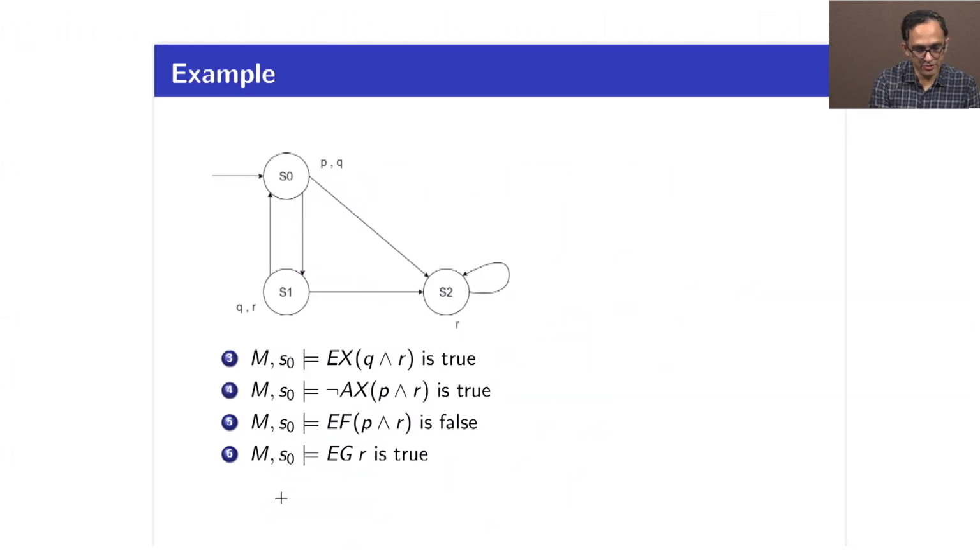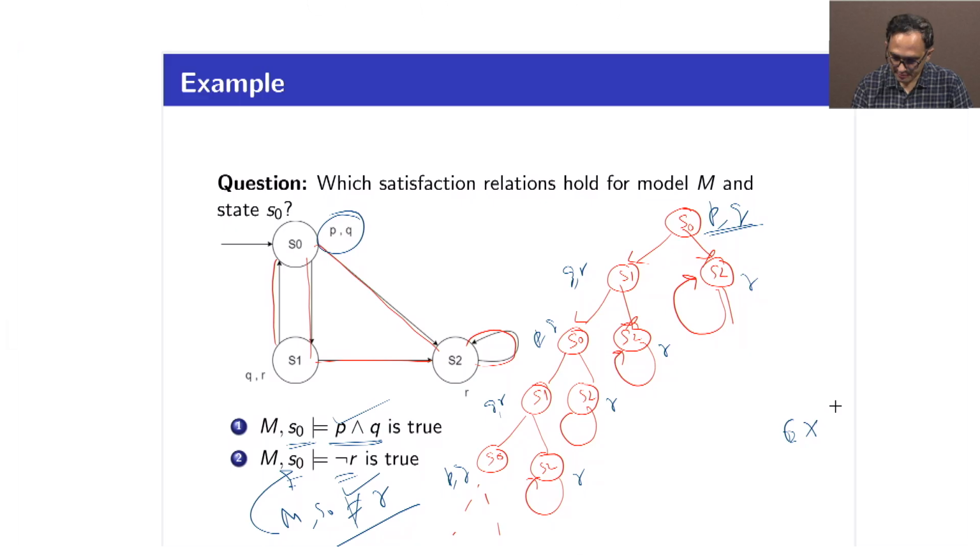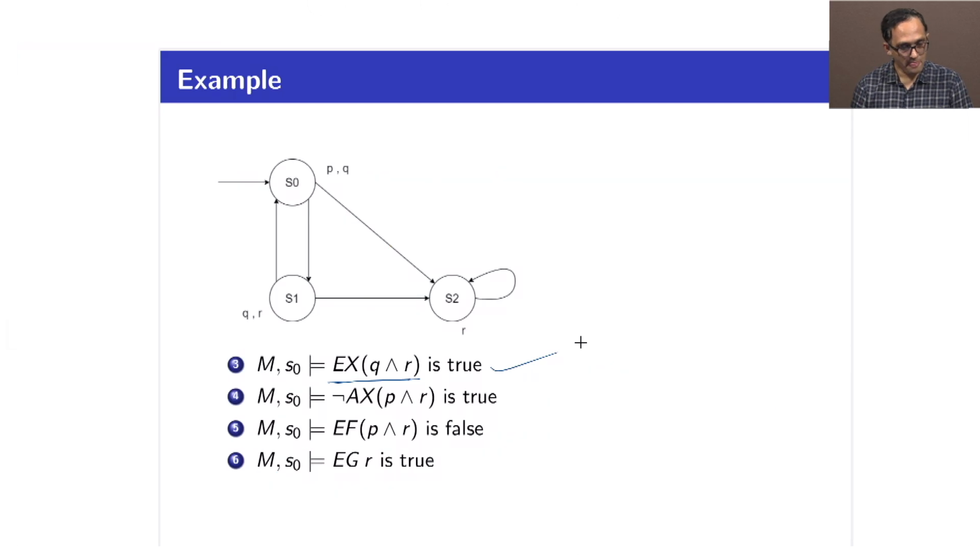Now, if I try to check this EX, Q and R, again from S0, I am going to check this. So, I want to get a next state in which Q and R both hold, right. Which is basically happening here, if you come to this state, Q and R both hold. So, there exists a path in which the next state satisfies this. So, then I can say that this is true, right.